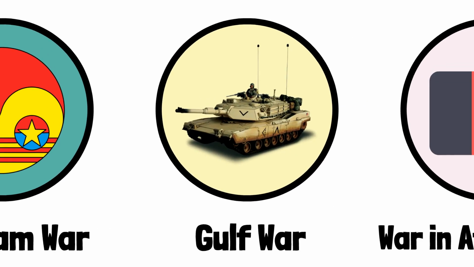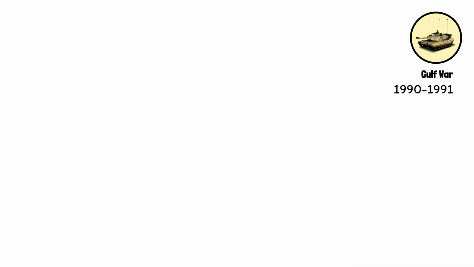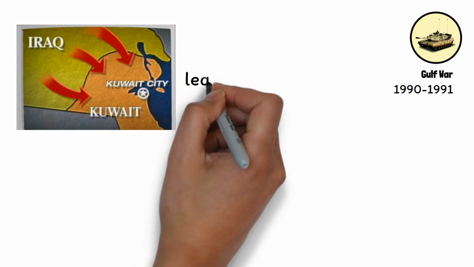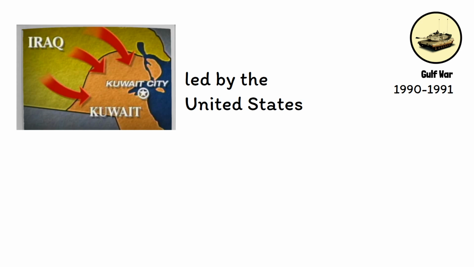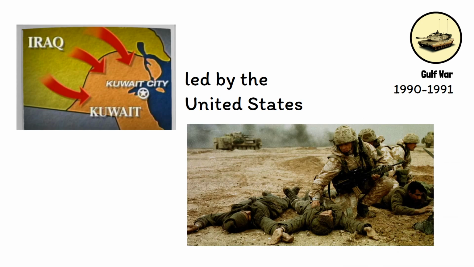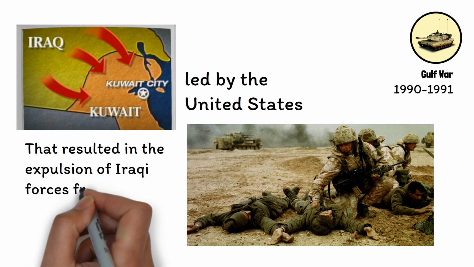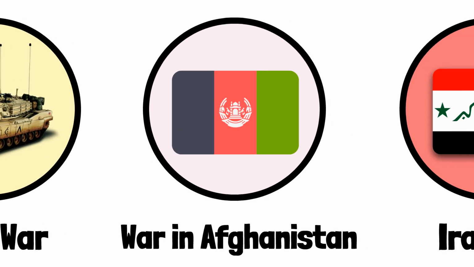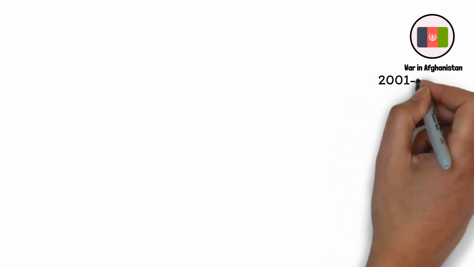6. Gulf War, 1990–1991. A military conflict triggered by Iraq's invasion of Kuwait. A coalition of nations, led by the United States, intervened to liberate Kuwait and protect regional stability. The war involved airstrikes, ground operations, and a brief ground offensive that resulted in the expulsion of Iraqi forces from Kuwait.